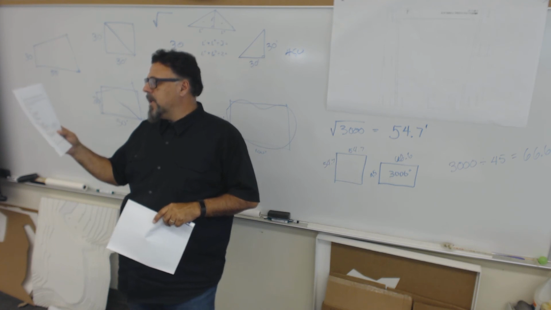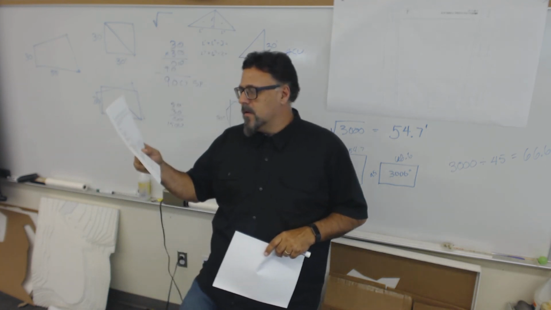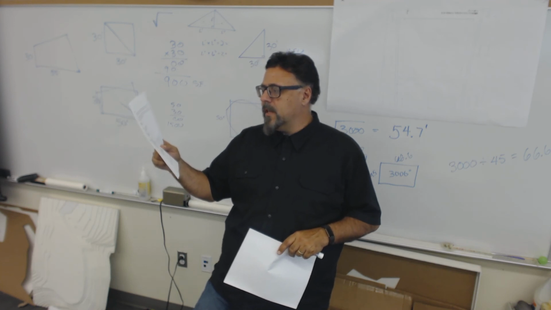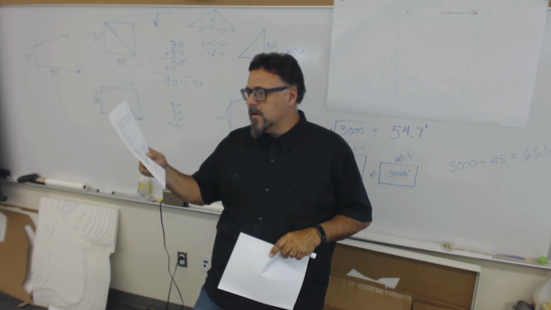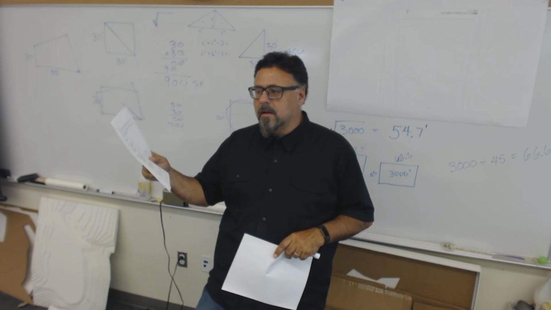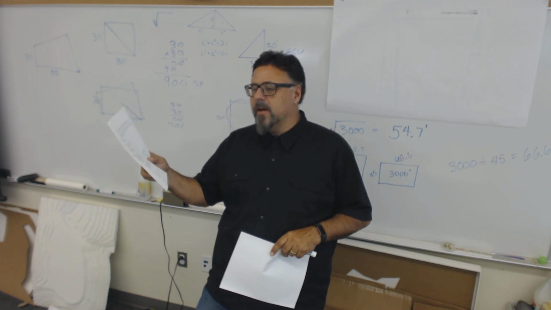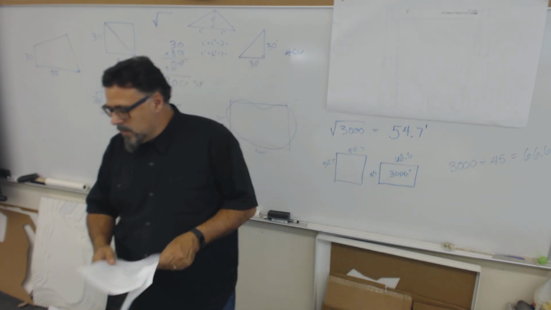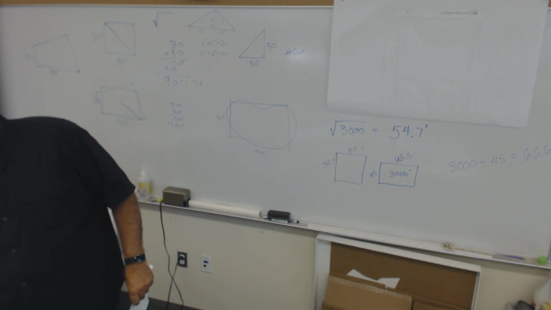So add that up. What's that come out to? 500 plus 1,000 is? What's 500 plus 1,000? 1,500. And what is 1,500 plus 1,500? 3,000. 3,000 square feet.